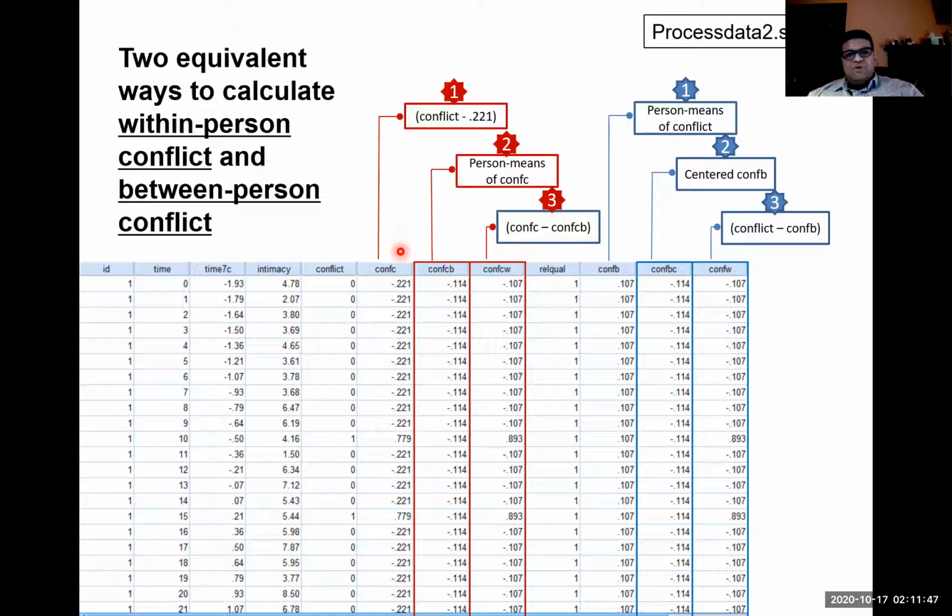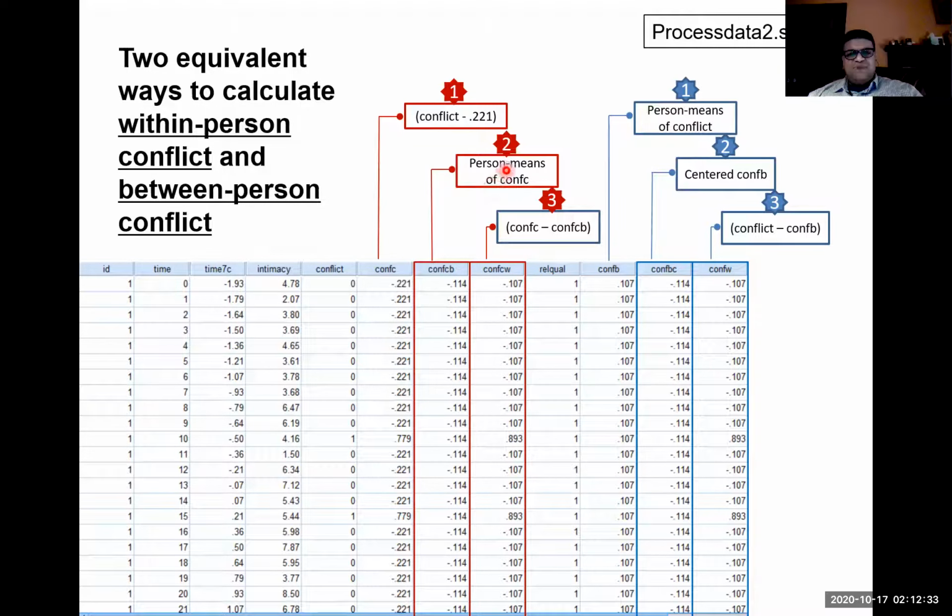Now, we're going to take this variable conf C and calculate the person means, because people are going to differ in their average amount of conflict. This number looks a little funny, negative 0.114, but it's negative because the person averages were taken from a variable that itself was centered. So the fact that this is negative says that this woman's average amount of conflict across the 28 days is lower than average.